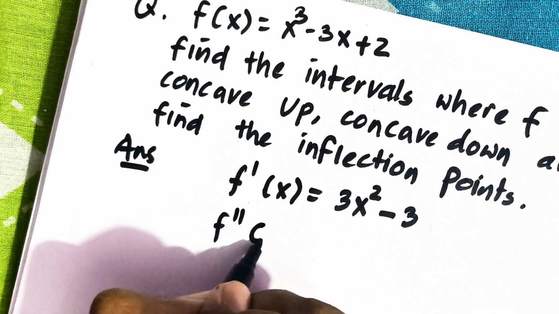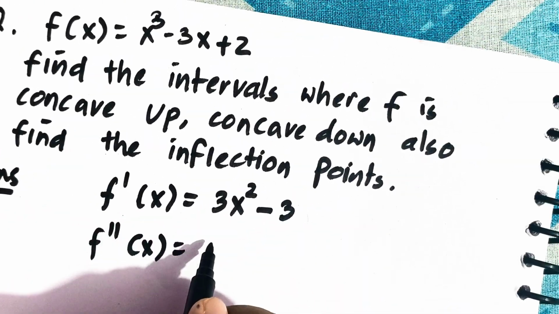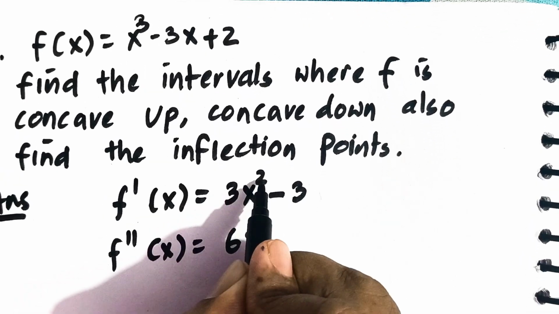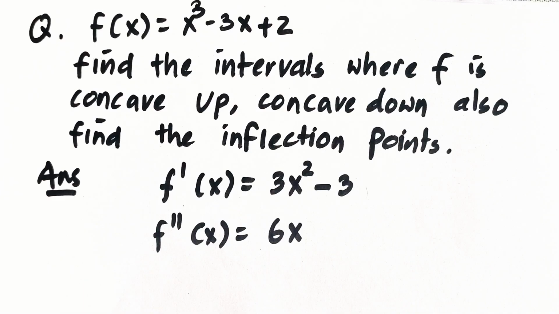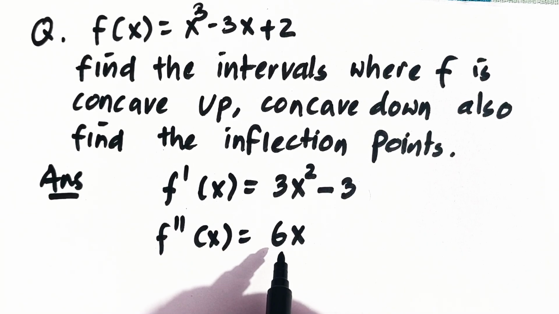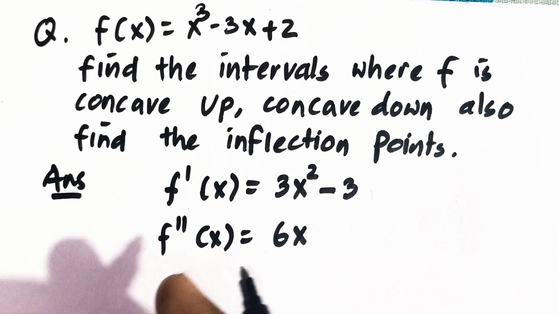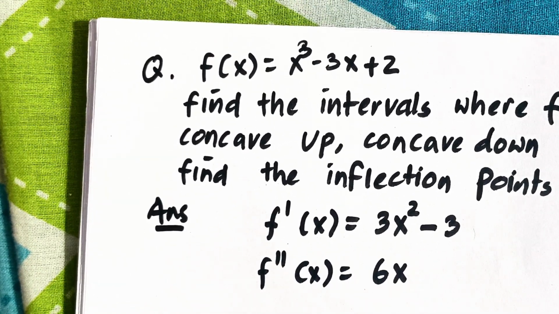Then the double derivative of this one: 3x square, the derivative is 6x, since 2 is the power, 3 times 2, then x to the power 2 minus 1, which is 6x. See, this is not always positive. So we have to note where the double derivative is positive and where it is negative. Now we'll make a sign chart.